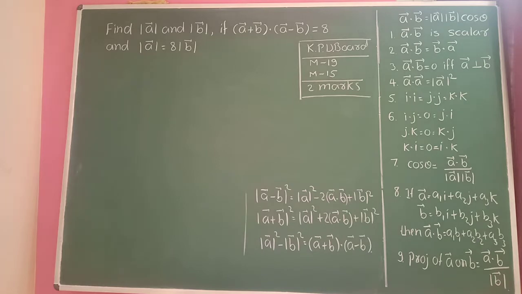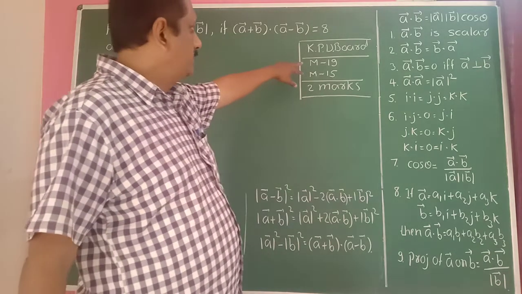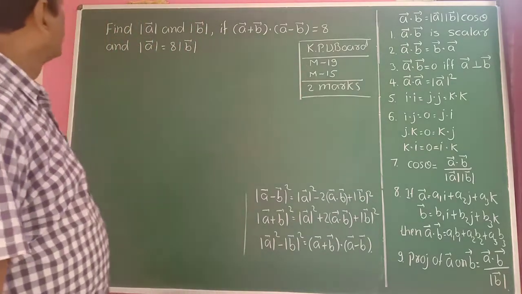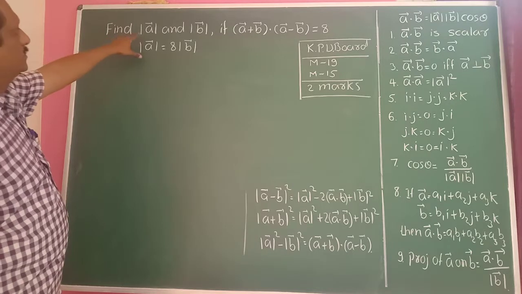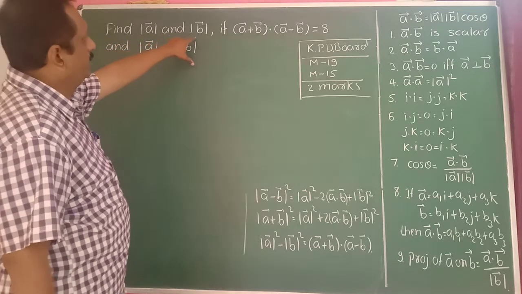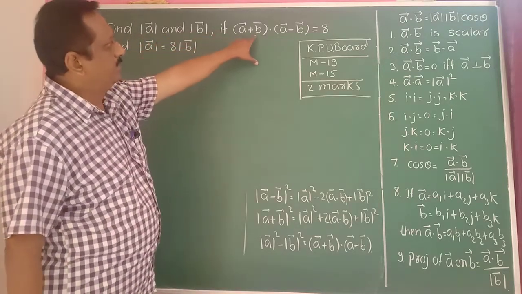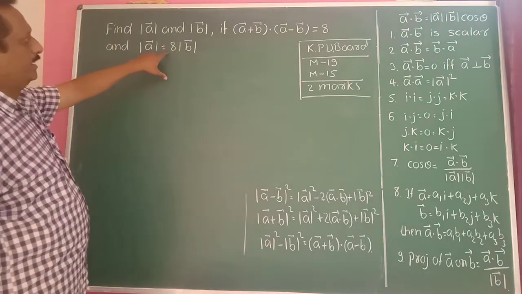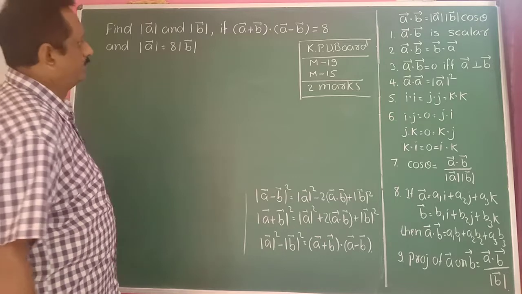Okay, even this is also an important example. They asked it two times, in March 2019 and March 2015. It is a 2 marks question. Here, find modulus of A bar and modulus of B bar, if (A bar plus B bar) dot (A bar minus B bar) is equal to 8 and modulus of A bar is equal to 8 times modulus of B bar.